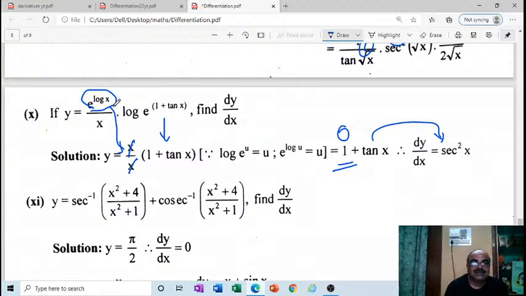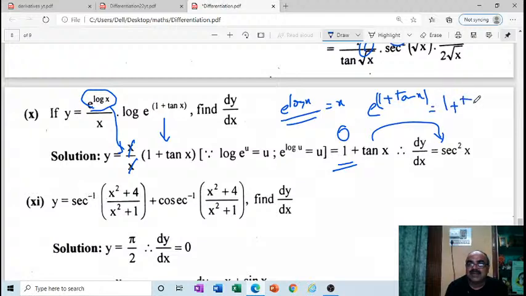E power log x is x. Please remember this. Any value in the power of e, if the base is e, then whatever the power is, that itself will be its value. See, e power log x is x. Similarly, e power 1 plus tan x is equal to 1 plus tan x. Got it?